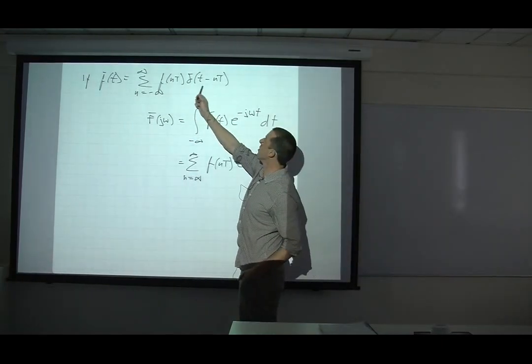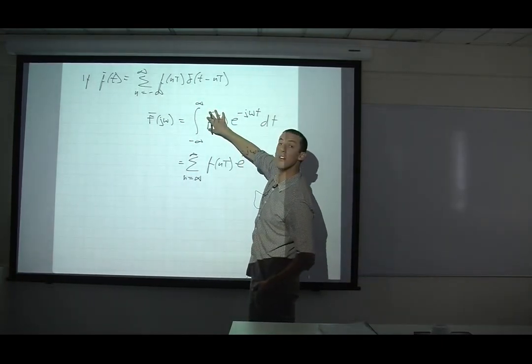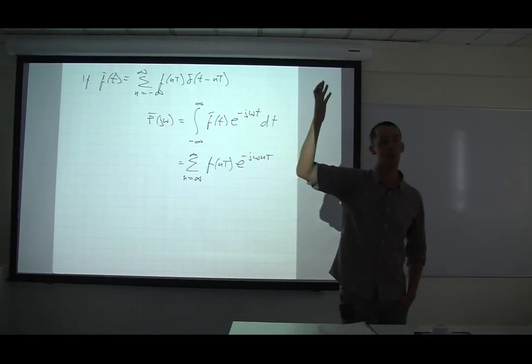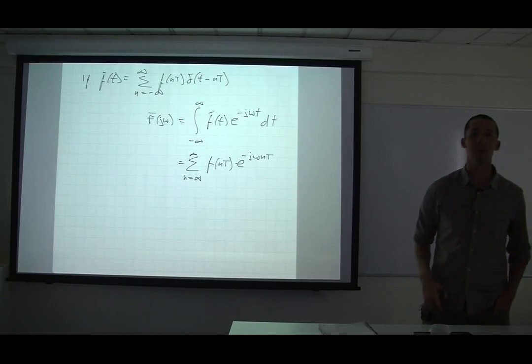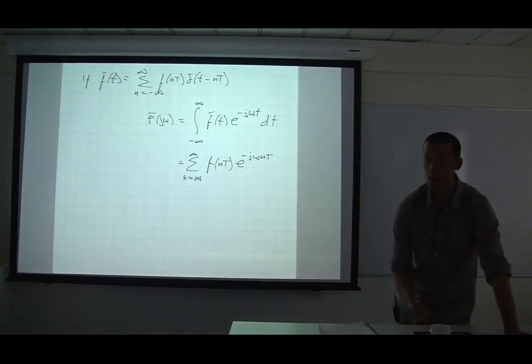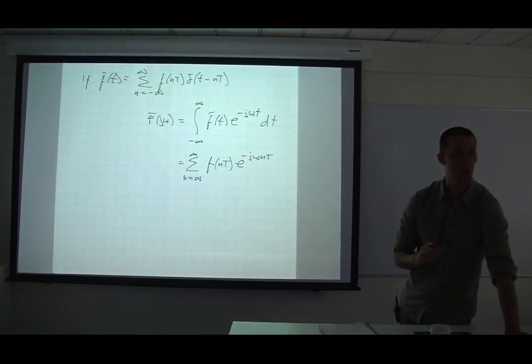There were delta functions in here, so they would appear in here. But remember, we're doing an integral, so the area under the delta function is the value of the function at that point in time, and that's what gives me the f of nT. I understand this stuff is a little bit tricky if you're not used to seeing infinite sums and doing integrals on delta functions, so you might want to go away and think about it a little bit.